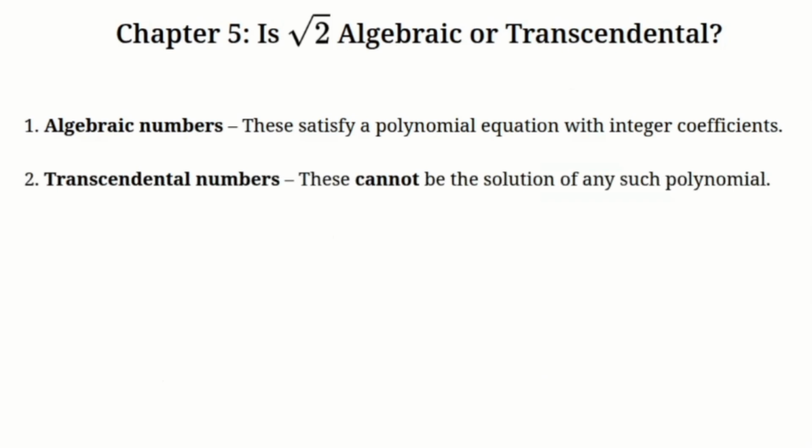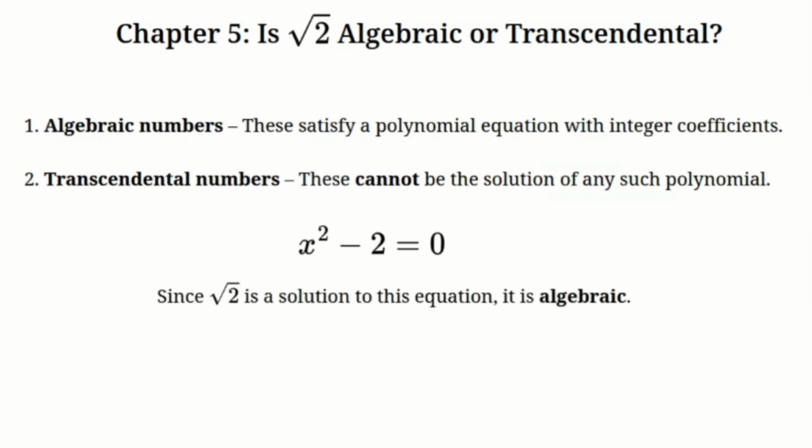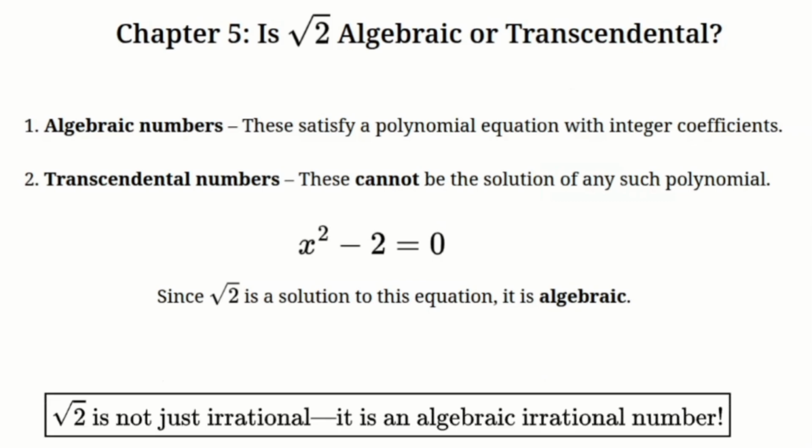So, where does the square root of 2 fall? We already know that the equation x squared minus 2 equals 0 is a polynomial with integer coefficients. Since the square root of 2 is a solution to this equation, it is algebraic. On the other hand, numbers like pi and e are transcendental because they do not satisfy any polynomial equation with integer coefficients. So, our final classification, the square root of 2 is not just irrational, it is an algebraic irrational number. This proof used pure logic, not the traditional contradiction method.